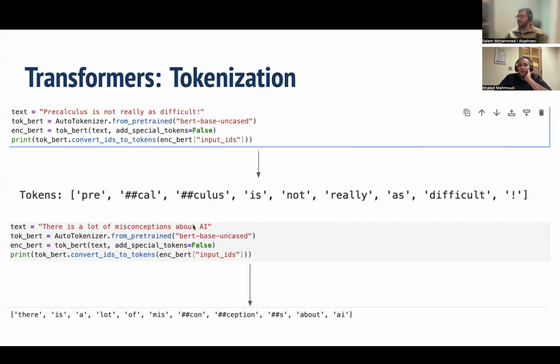Another example: there are a lot of misconceptions about AI, and there is the word miss. Here it was recognized as a token, like misprediction, misconception, misbehavior. There are a lot of examples of these words. So miss is being recognized as a token. Honestly, I was very excited to see that it really recognizes some prefixes when I was preparing for the lecture. And again, not all of the tokens will have an understandable idea behind them.